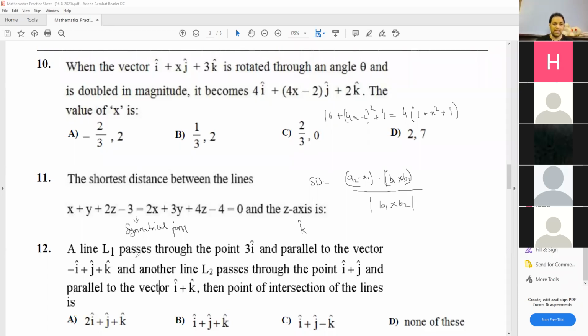Okay, next. A line L1 passes through point 3i and is parallel to the vector this. Another line L2 passes through the point i plus j and is parallel to the vector this. Find the point of intersection of the two lines. Again, it's a very easy question. So this line passes through the point 3,0,0, the first line, and the direction ratios are -1, 1, 1.